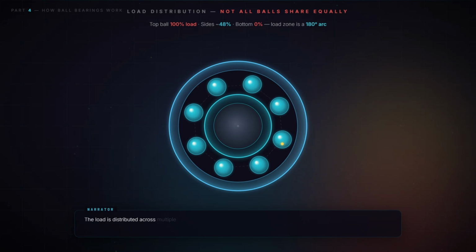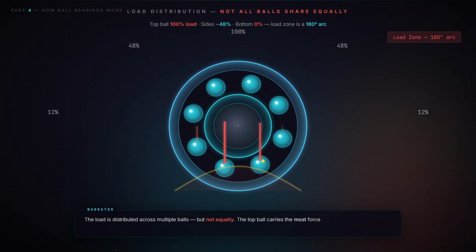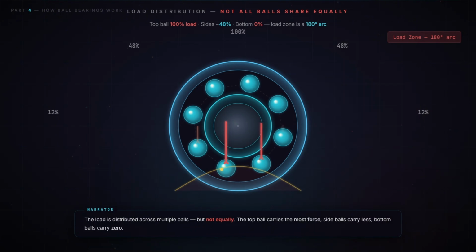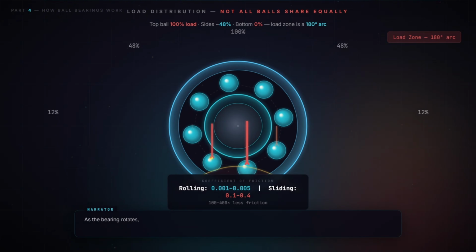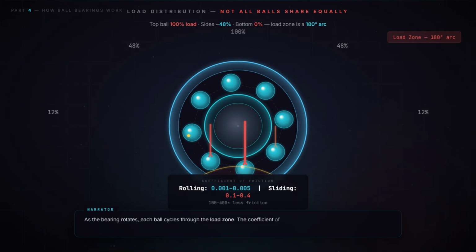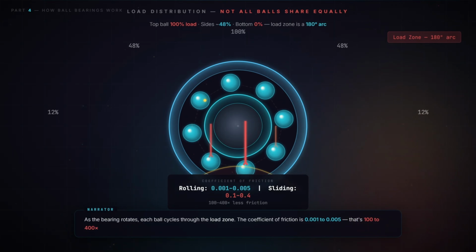The load is distributed across multiple balls, but not equally. The top ball carries the most force, side balls carry less, bottom balls carry 0. As the bearing rotates, each ball cycles through the load zone. The coefficient of friction is 0.001 to 0.005. That's 100 to 400 times less than sliding.